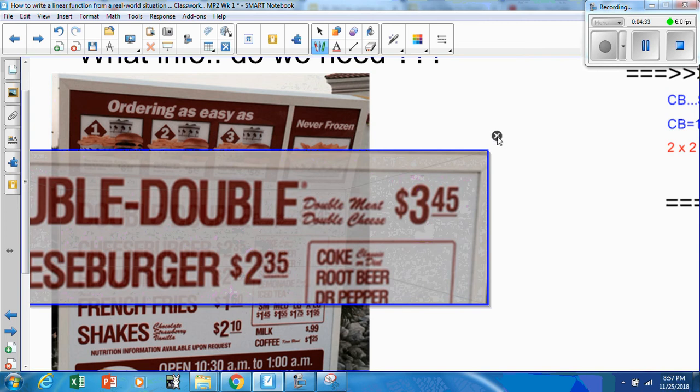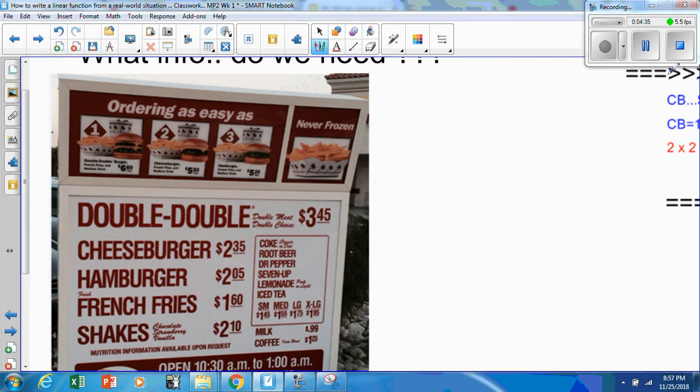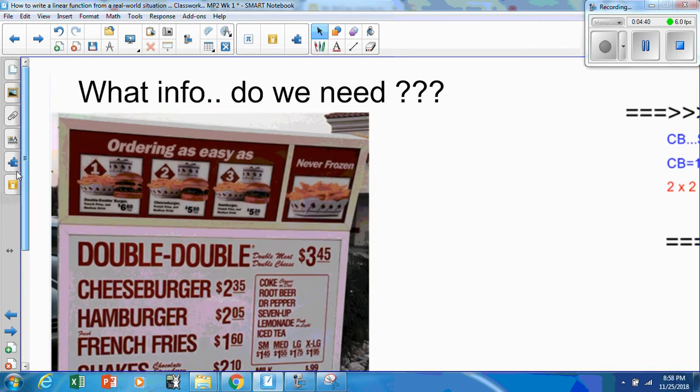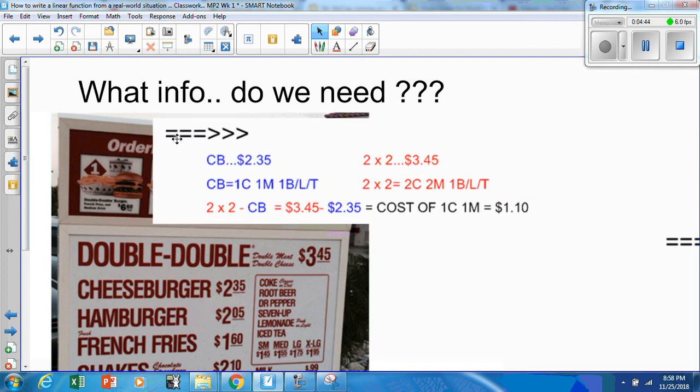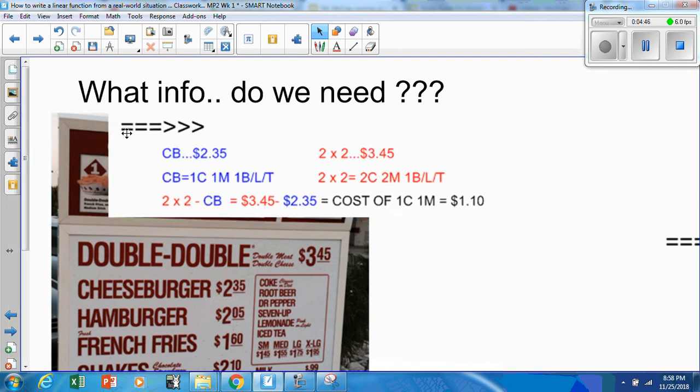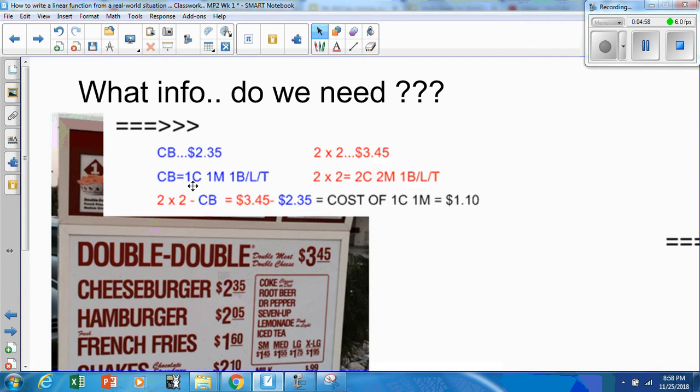Based on what I know, a cheeseburger, we just saw right here, is $2.35. And what's comprised of a cheeseburger? All right, a piece of cheese, a patty of meat, a bun, a lettuce, a tomato. We also saw for $3.45, we had a double by double. Now, what is that comprised of? 2 cheeses, 2 patties of meat, a bun, a lettuce, a tomato.